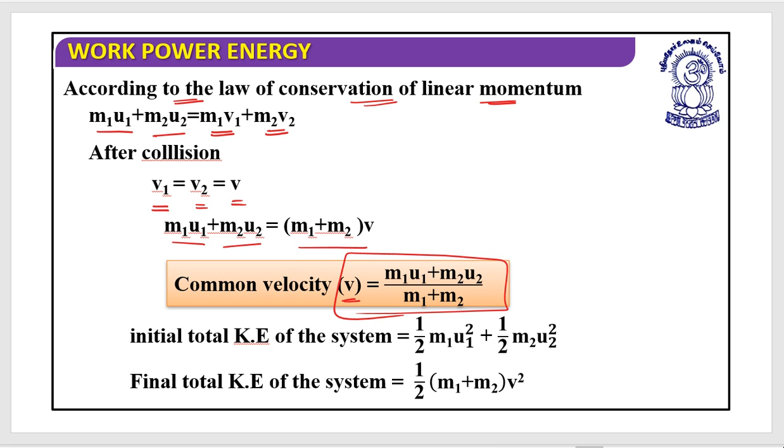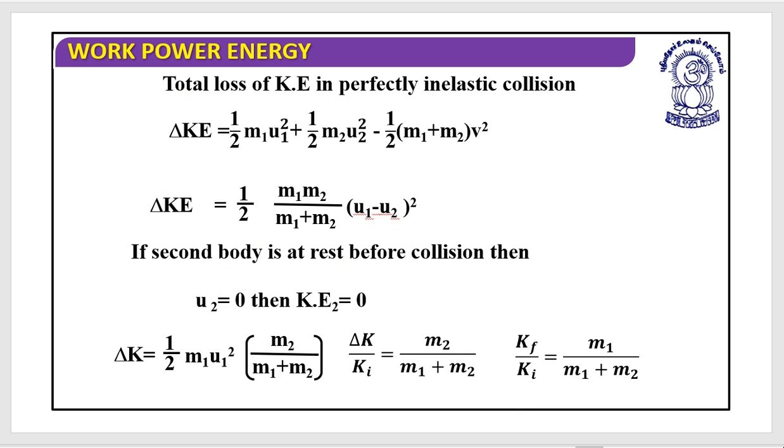Now let's discuss certain other parameters too. What would be the initial total kinetic energy of the system? Initially both are moving with certain velocities, so the initial kinetic energy is half m1 u1 square plus half m2 u2 square. The final total kinetic energy of the system is half into m1 plus m2 into v square. So this is the initial kinetic energy and this is the final kinetic energy.